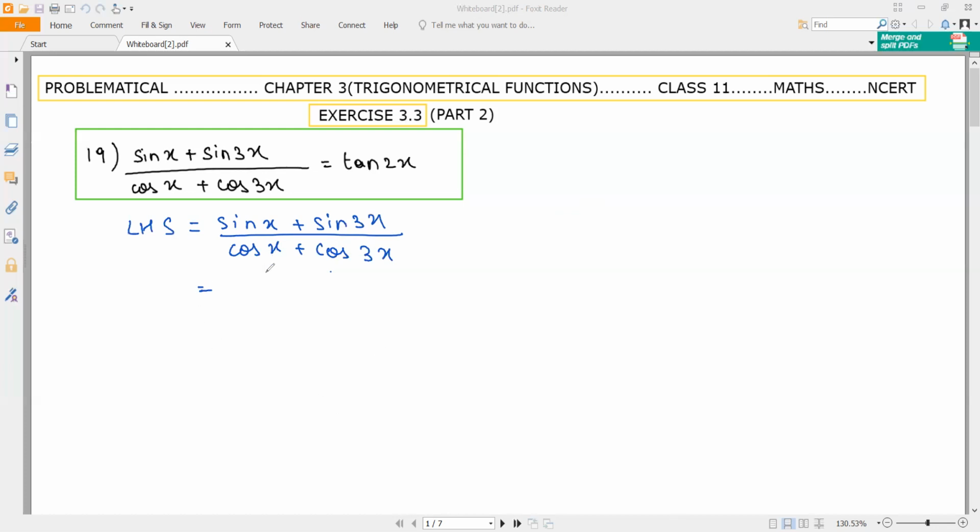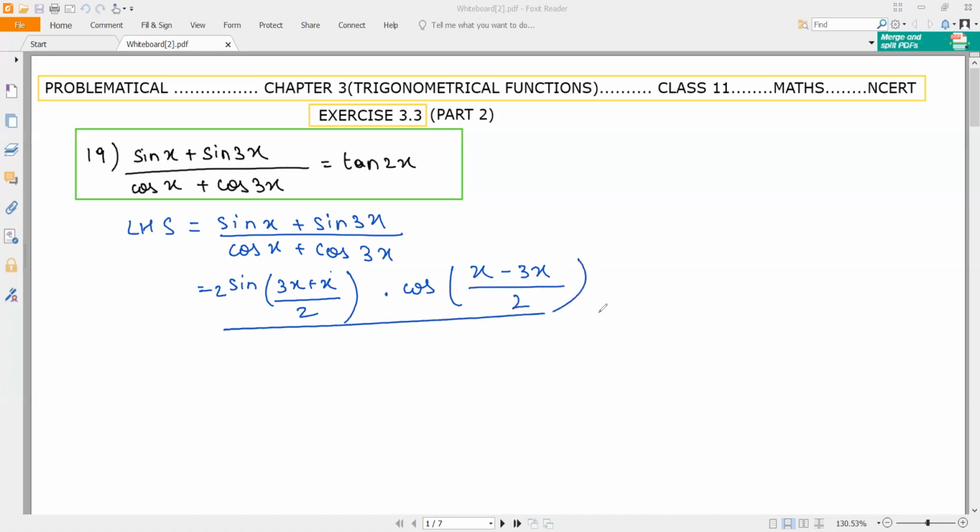So sine A plus sine B is 2 times sine of A plus B by 2 into cos of A minus B by 2. So it is 2 times sine of 3x plus x upon 2 into cos of x minus 3x upon 2, that means A minus B upon 2, whole upon cos A plus cos B, which is 2 times cos of A plus B upon 2 into cos of A minus B upon 2.